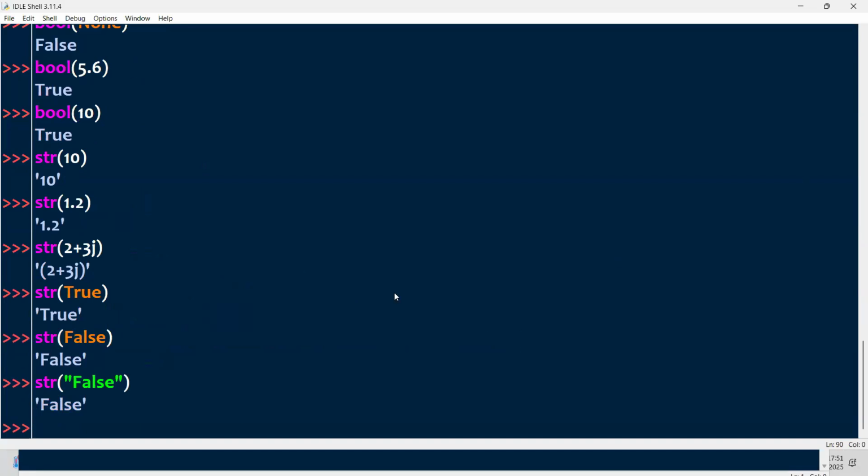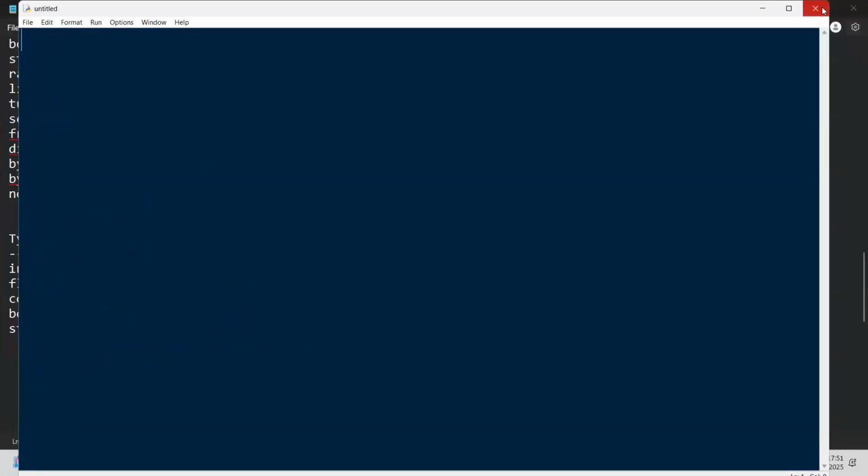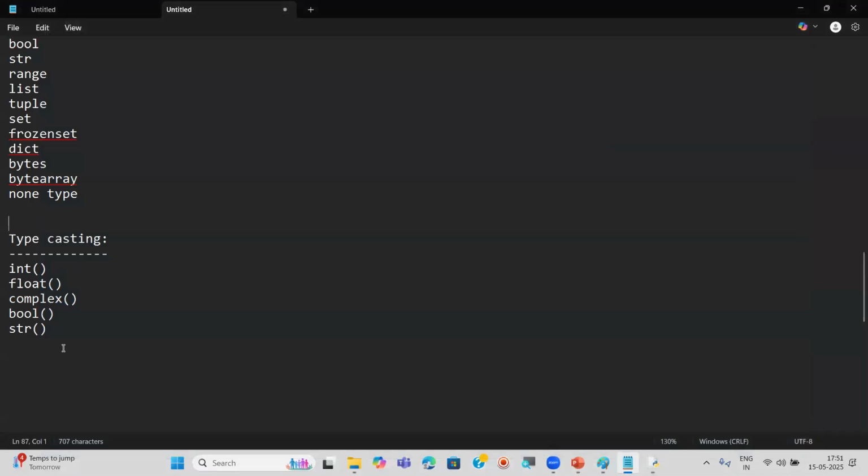Next. Any doubts about this typecasting? Right now, I have shown it only on the fundamental data types. Later, we have some slightly more advanced data types. On these also, we can do typecasting. Okay, that we'll see later. Don't worry. Right. Next, we have one more topic, called mutable and immutable objects.